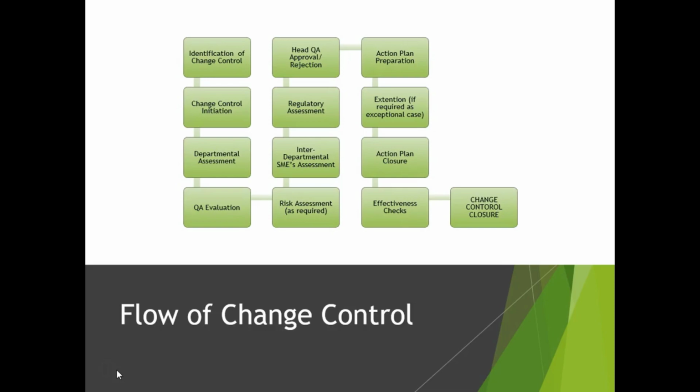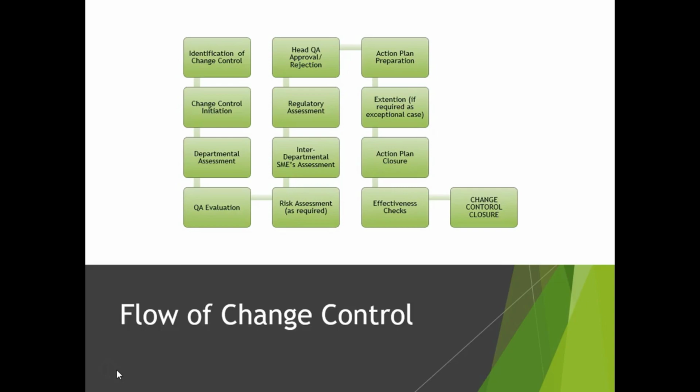So this visual is just a flow chart of how you instigate, initiate, document, and close out a change control. So if you follow the pattern of the flow chart, you start with the identification of a change control. So you decide, is it a major, minor, or moderate change? The change control is initiated, then it's given a specific change control number as well as a rev number, and it's submitted to your own department for assessment before it's sent on for QA evaluation.